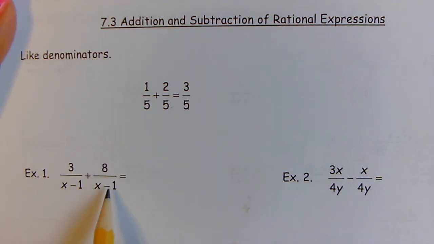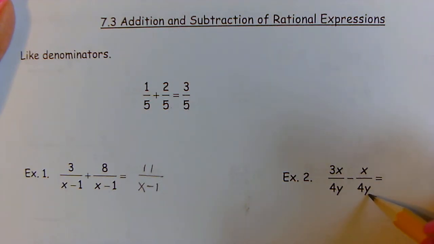Down here, I have the same like denominator, common denominator, so I go ahead and add the top. Now when I'm adding the top, I'm just combining like terms. This is just 3 and 8, so it's 11, and it is simplified. Here, I have a common denominator, but 3x take away 1x is going to give me 2x's over the same denominator, and then I need to simplify.